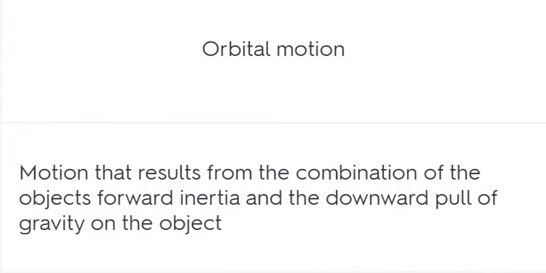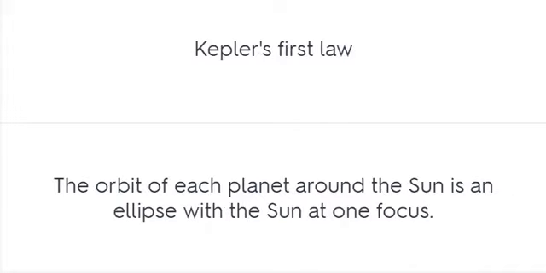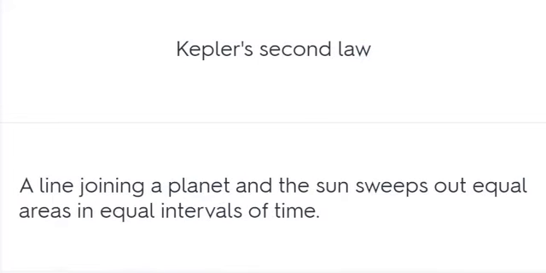Orbital motion. Motion that results from the combination of the object's forward inertia and the downward pull of gravity on the object. Gravitational acceleration. The acceleration of an object due to gravity. Kepler's first law. The orbit of each planet around the Sun is an ellipse with the Sun at one focus. Kepler's second law. A line joining a planet and the Sun sweeps out equal areas in equal intervals of time.